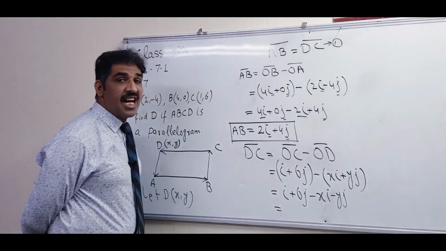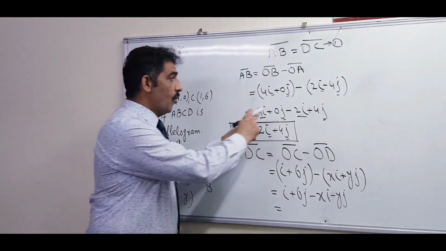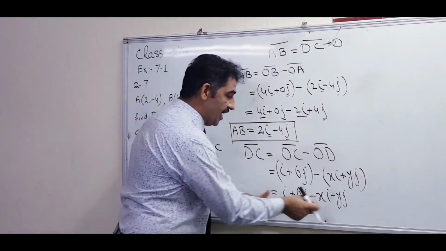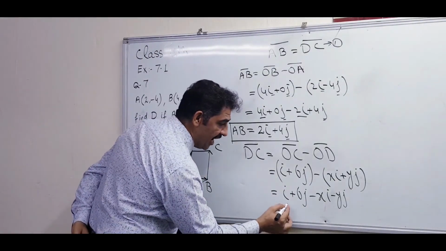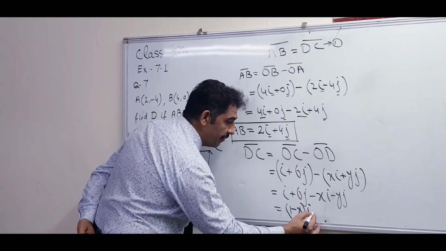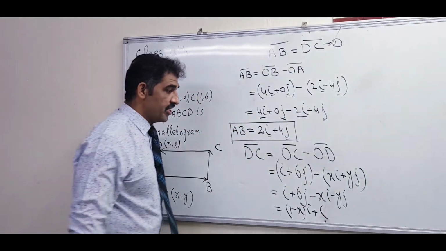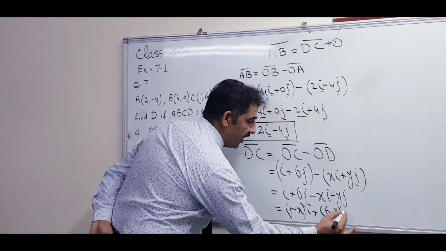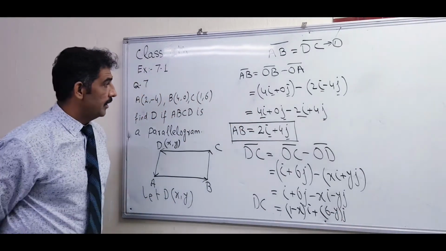Good. Because it's not possible to add, because the variable is not the same. Like here 4 plus 2, both are constant terms, so we can subtract or add, but here is x and here is 1, so you have to take i common and you will write like that 1 minus xi plus, in the same way, the next one: 6 minus y into j, that is the component of DC, right?